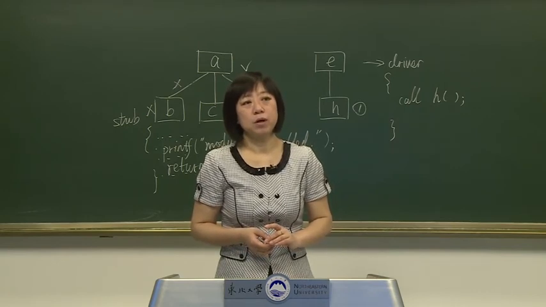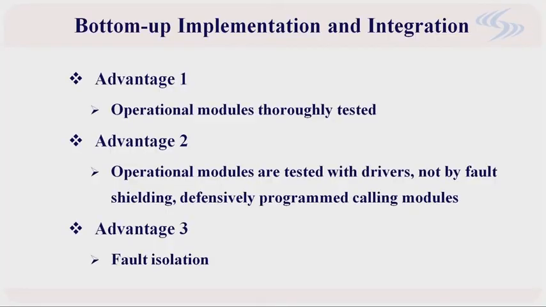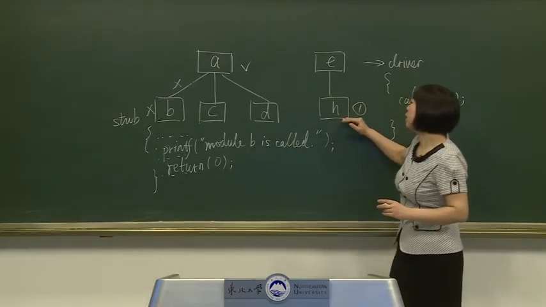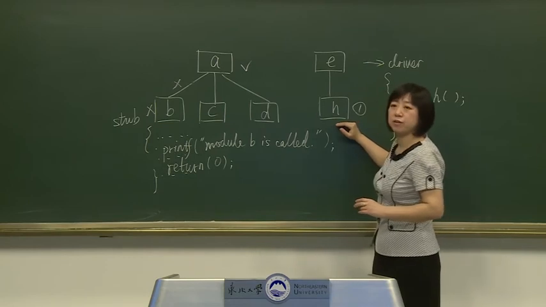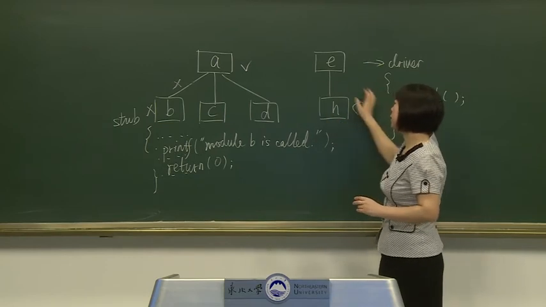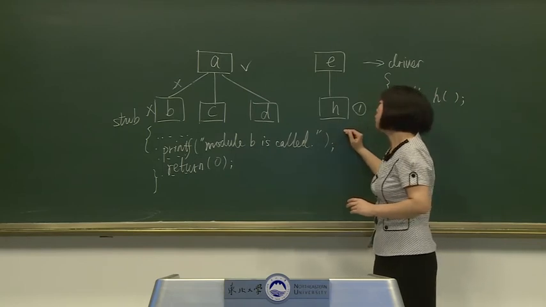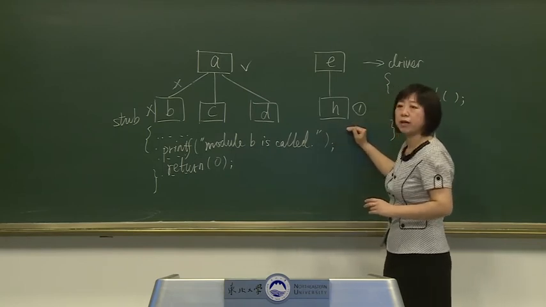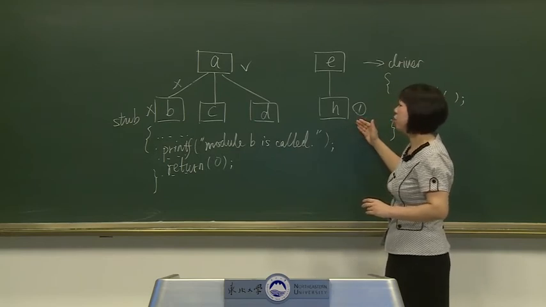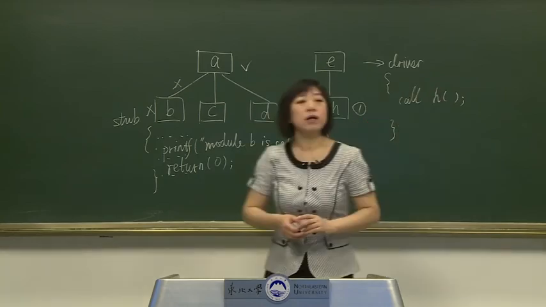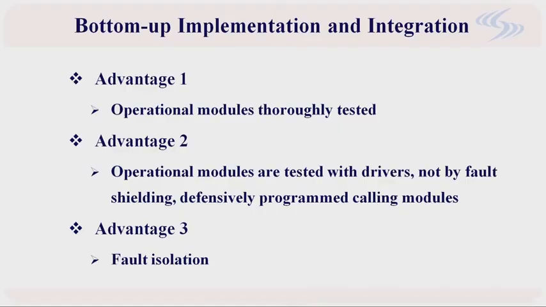Advantage 1. Operational modules will be thoroughly tested. Because the modules at the lower level are implemented and tested first, they will get a thorough testing, and the operational module will be very reliable, and it will be very reusable in the future. Advantage 2, operational modules are tested with Java, not by fault shielding, not by defectively programmed code modules. So advantage 3 is fault isolation.